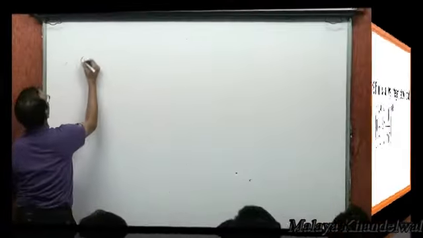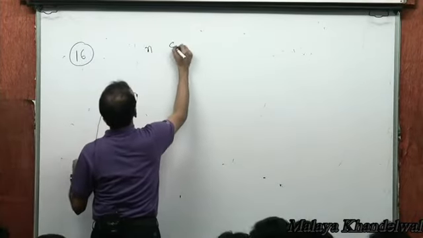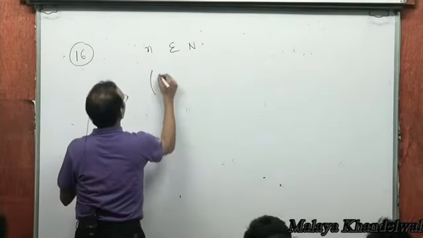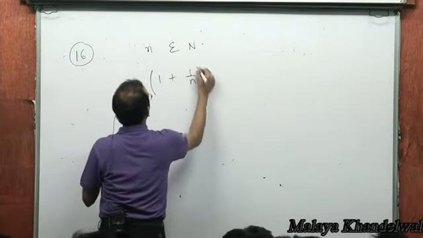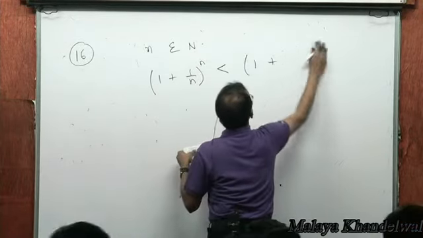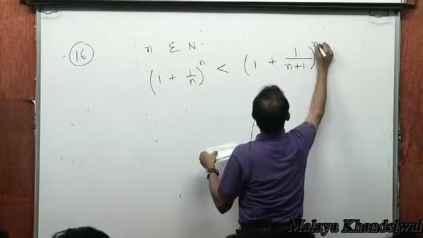Number 16, if n is a positive integer, means a natural number, we want to show that 1 plus 1 by n to the power n is less than 1 plus 1 by n plus 1 whole to power n plus 1.